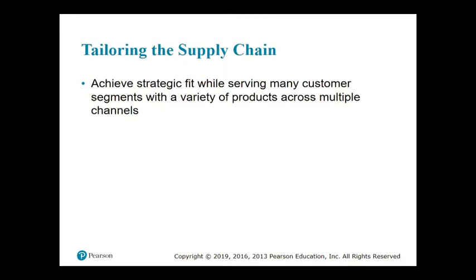Question? Does Apple come under a responsive supply chain?